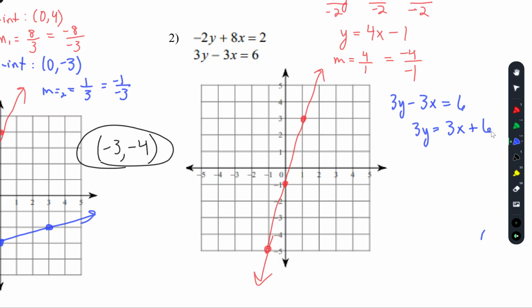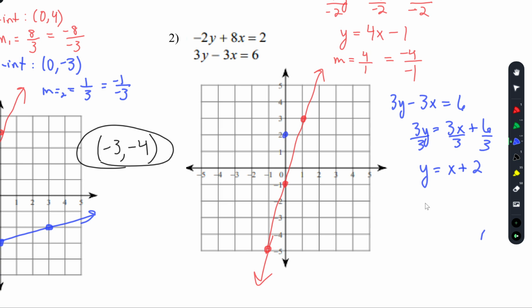Okay, and then you're going to divide by 3. So everything by 3, everything by 3. And you would get x plus 2, because 3 divided by 3 is 1. And then you would graph this point. Okay, so you would graph your y-intercept is at 2.